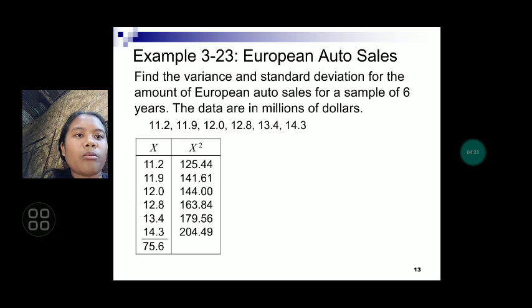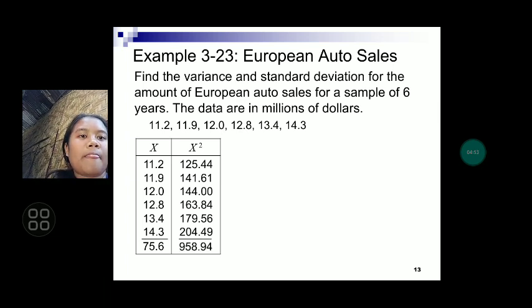12.0 squared is 144.0. Then 12.8 squared is 163.84. 13.4 squared is 179.56. Then 14.3 squared is 204.49. The total of all of them is 958.94.